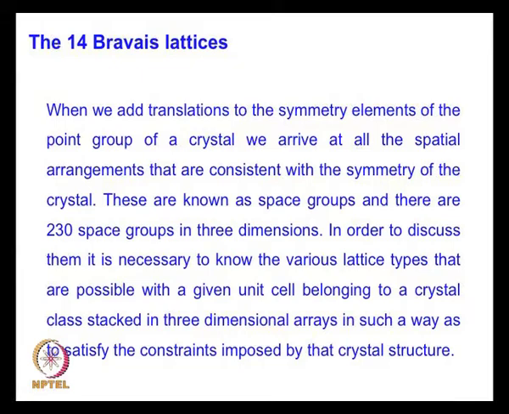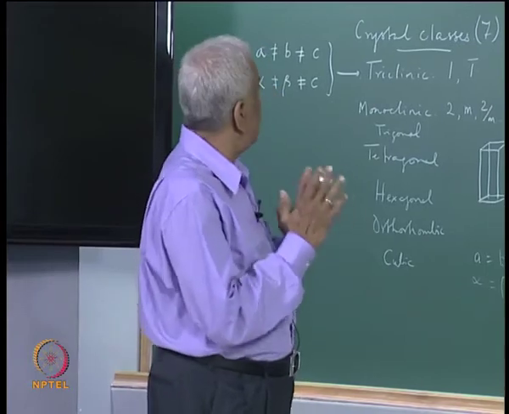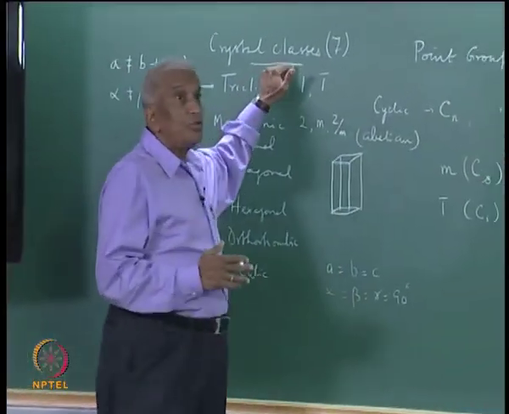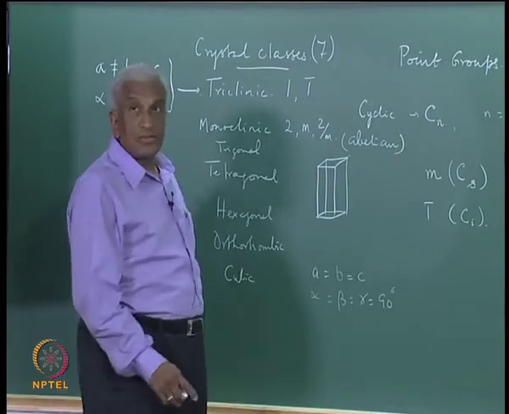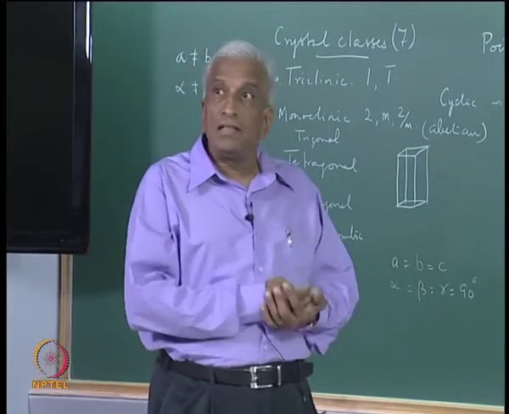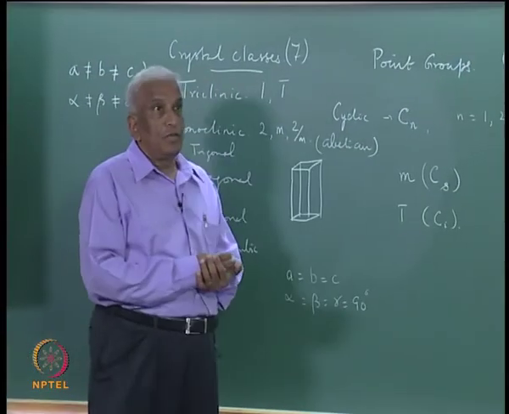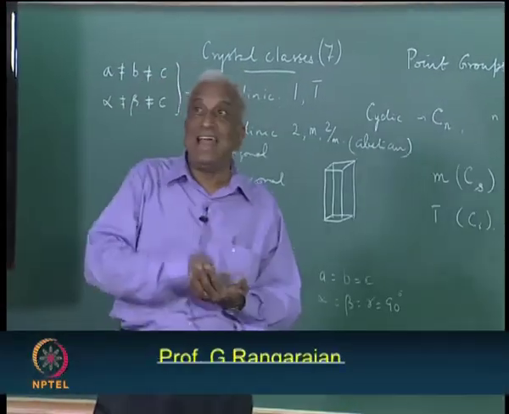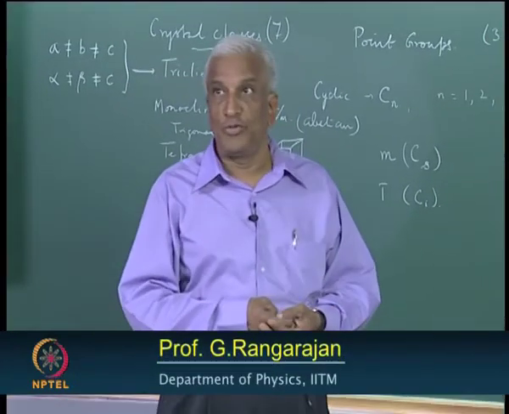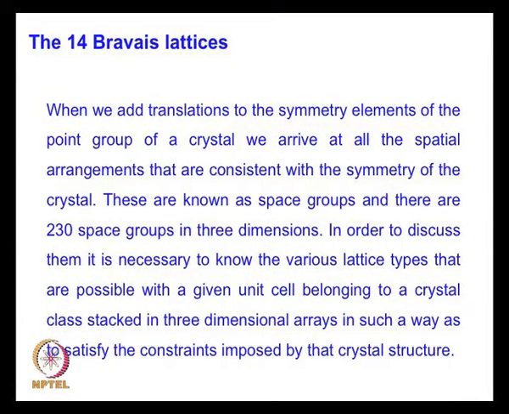Now, we have discussed point group symmetries and the classification of the different crystals of different classes and the distribution of the various point groups into these crystal classes. Next, we have to consider the other symmetry which we already mentioned, namely that of translational symmetry. So, we have to see what happens when we add translations to the symmetry elements of the point groups of a crystal. Then we arrive at all the spatial arrangements that are consistent with the symmetry of the crystal. These are known as space groups.